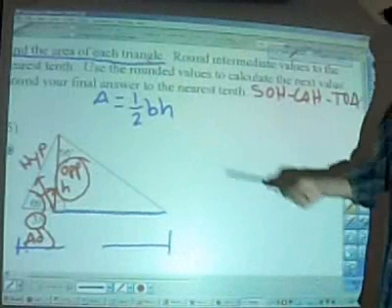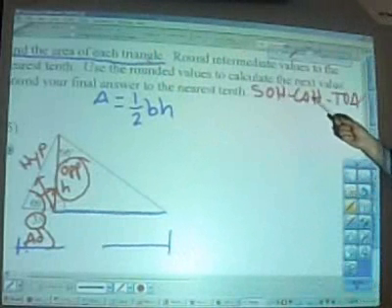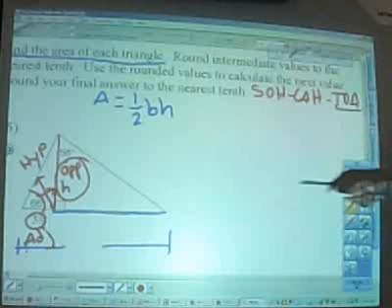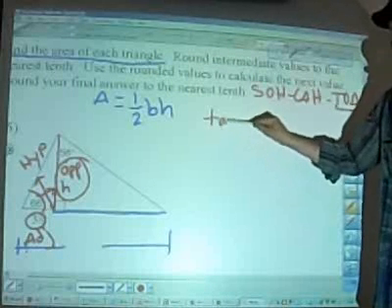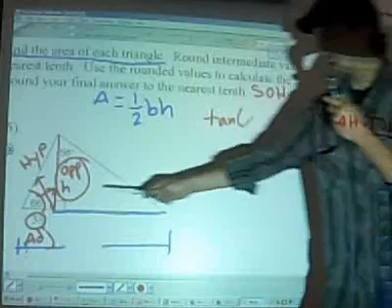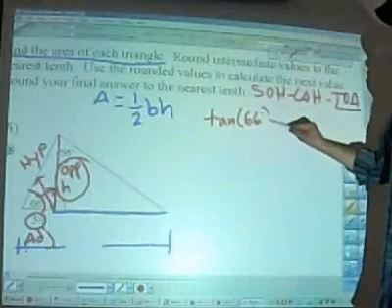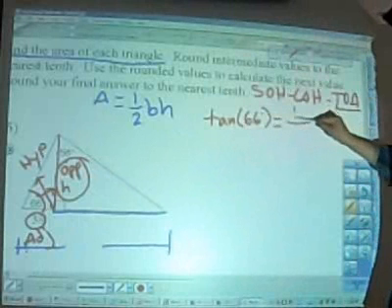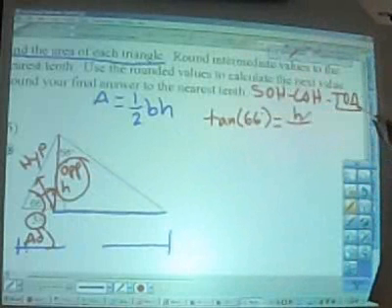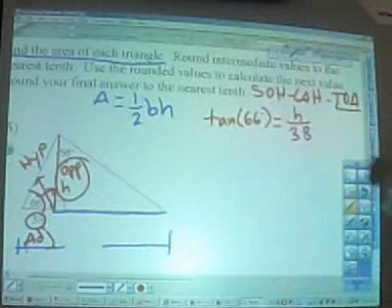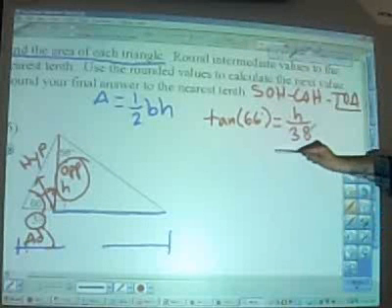Which one has O and A in it? Well, I see this has O and H, and this has A and H, but not O and A, right? That has to be tangent. So what I'm going to look at is tangent of which angle are we looking at? In this case, it's 66, right? That's the opposite from 66. So I know the tangent of 66 is H, the opposite over adjacent, right? Opposite over adjacent. The adjacent is 38. So there we go. We got this so far.